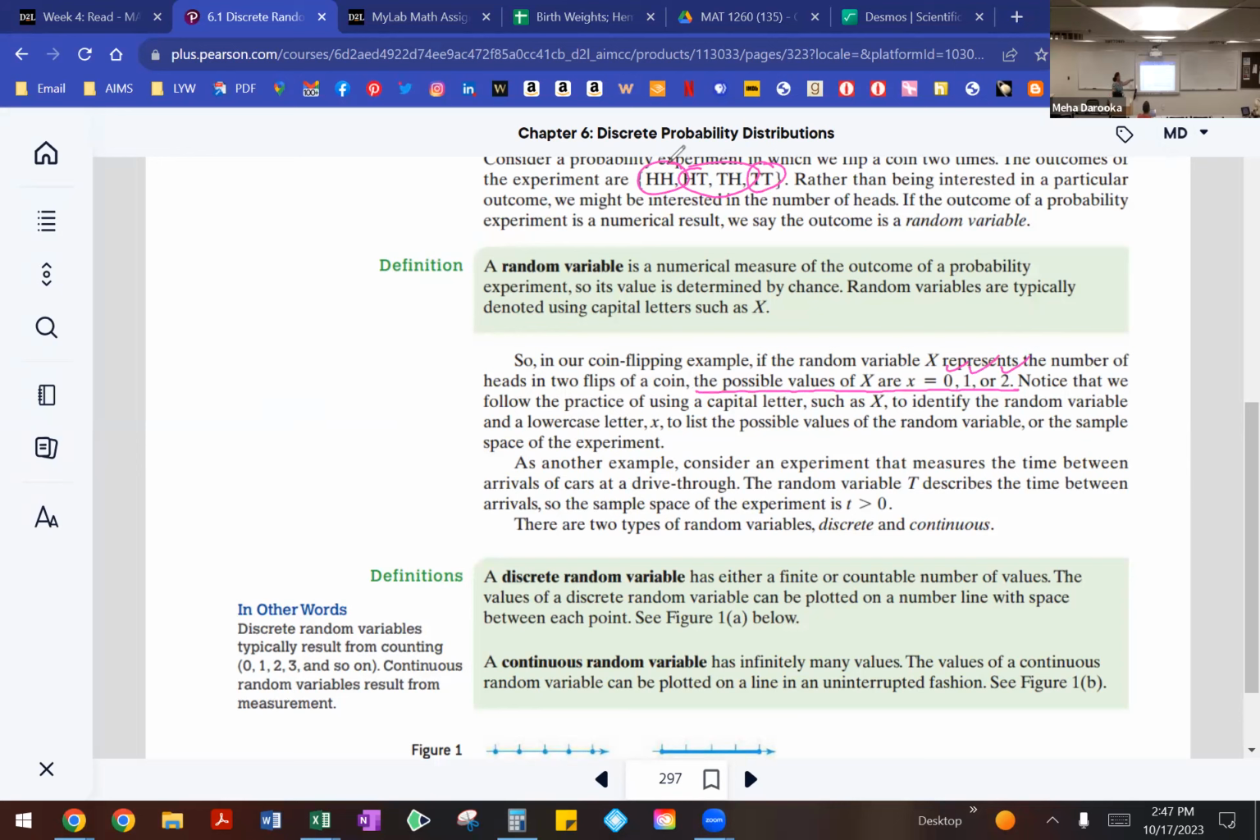They're just talking about how we normally always use a capital letter X when we're trying to identify the random variable, and you will use a lowercase x if you are listing all the possible values of the random variable or the sample space of your experiment.